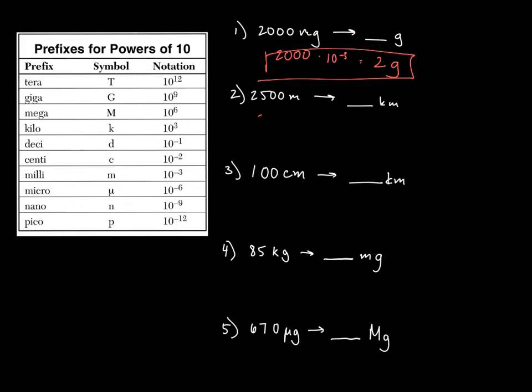Next, number 2, 20. Okay, we're going from base to kilo, base to prefix, so we're going to look at that kilo notation right here, but we're going to the kilo side, so we're going to negate that, equals 2.5 km.